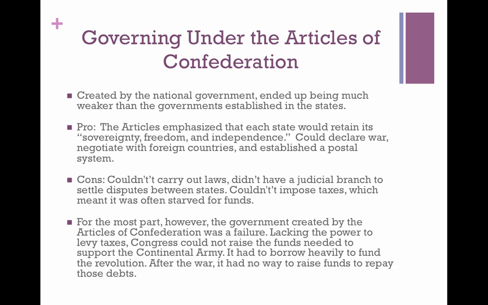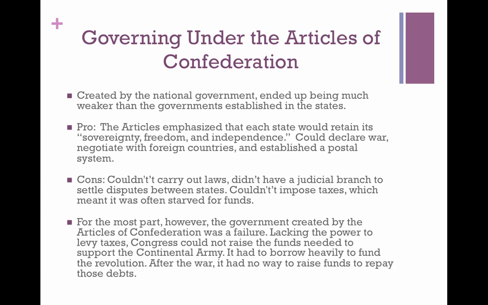So a pro of the Articles is that they emphasized that each state would retain its sovereignty, its freedom, and its independence. So they could declare war, they could negotiate with foreign countries, and they could establish a postal system. Cons were that it couldn't carry out laws, it didn't have a judicial branch to settle disputes between the states, and it couldn't impose taxes, which meant it was often starved for funds. So for the most part, the government they had created within the Articles of Confederation was a failure.